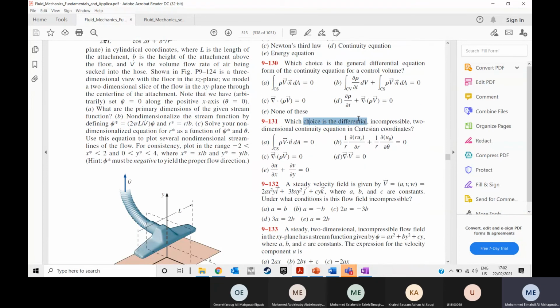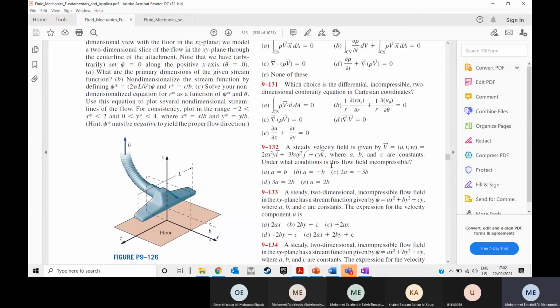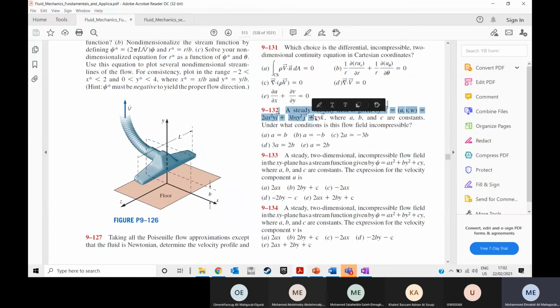Okay, which choice is the differential incompressible two-dimensional continuity equation in Cartesian coordinates? In Cartesian coordinates, when we have incompressible flow, so eliminate the density, and two-dimensional, so eliminate the z direction. So it is E. Option E. Exactly. And these two are easy, the same as the first one we solved.